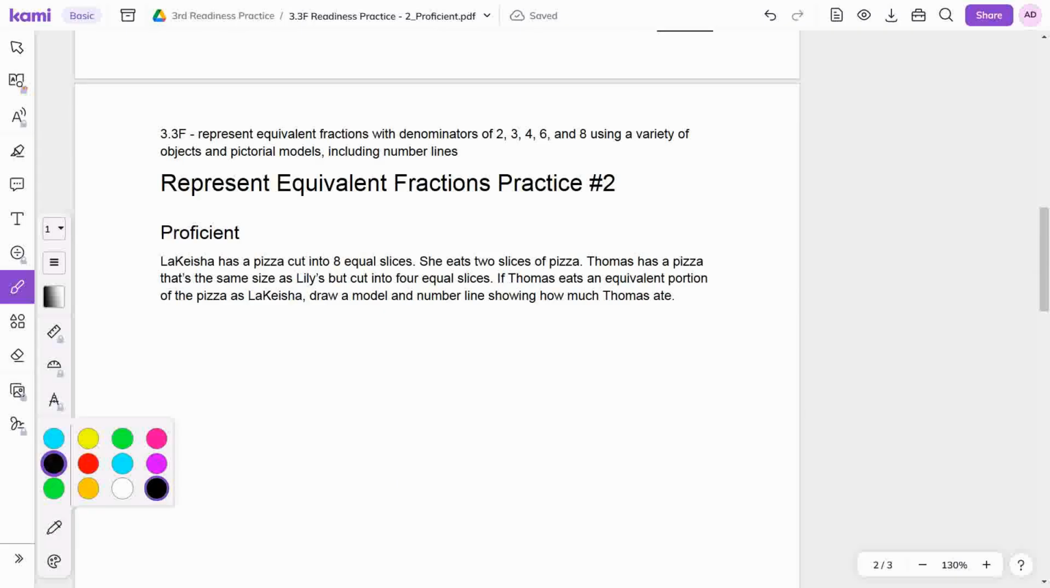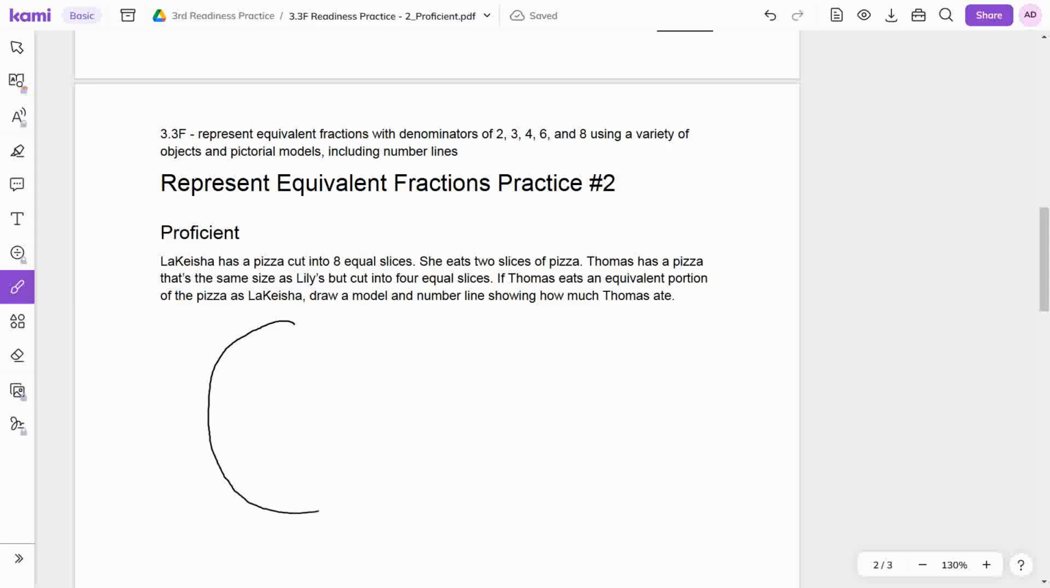Let's look at our second practice problem. Lakeisha has a pizza cut into 8 equal slices. All right, so let's assume it's a circular pizza. I'm going to make it look like this: cut it in half, cut each half in half to make fourths, and then if you cut each fourth in half, you get eighths. Now let's assume those are all equal pieces, okay?